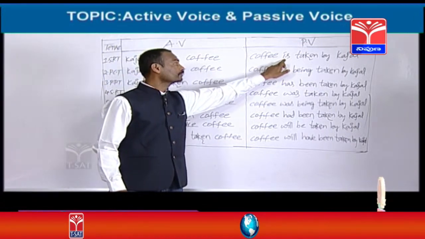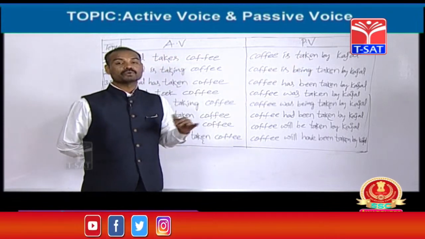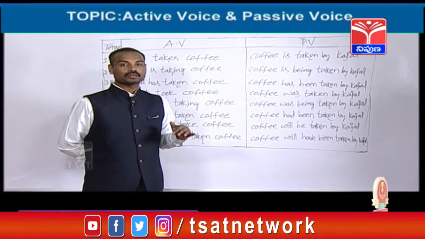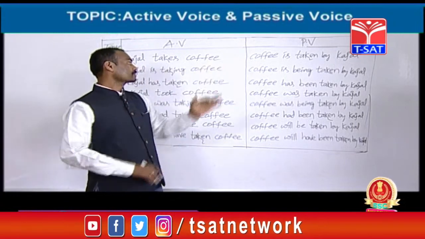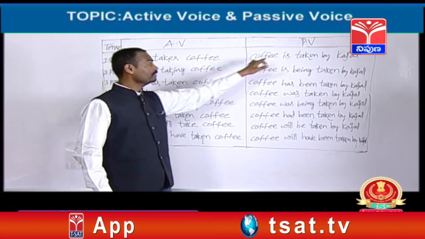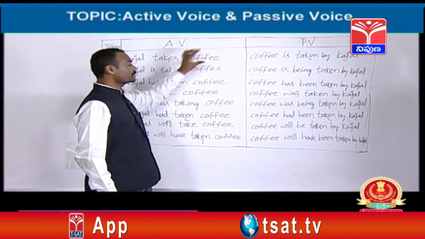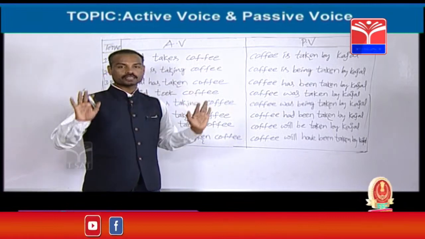I am spoken by Kajal. I am spoken. I am spoken. So like that. Or, Kajal invites me. I am invited by Kajal. So like that. These are the examples of simple present tense.